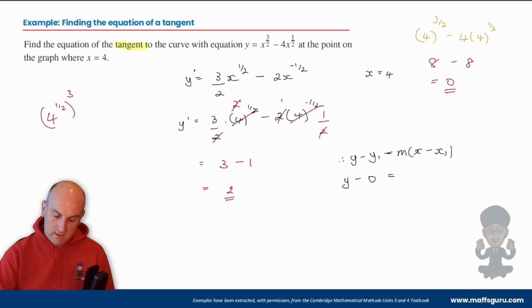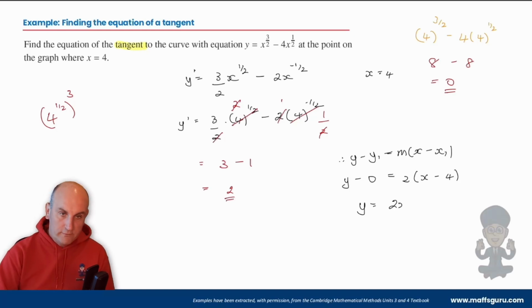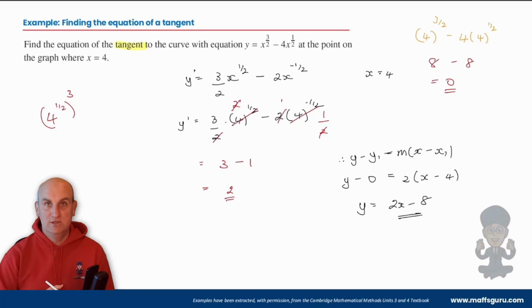8 is 0. Right, so that's 0. My gradient we worked out was 2, so y minus x1, which is 4, gives me y is equal to 2x minus 8. Ka-ching, there's the right answer.